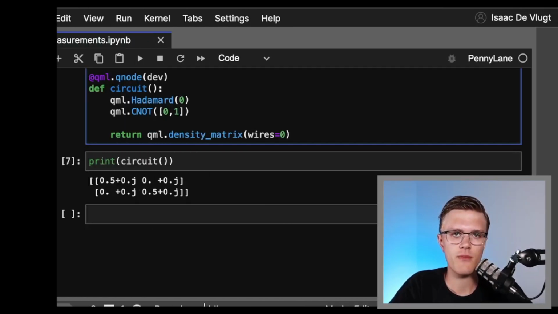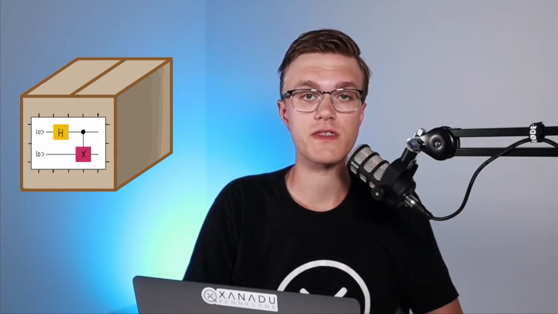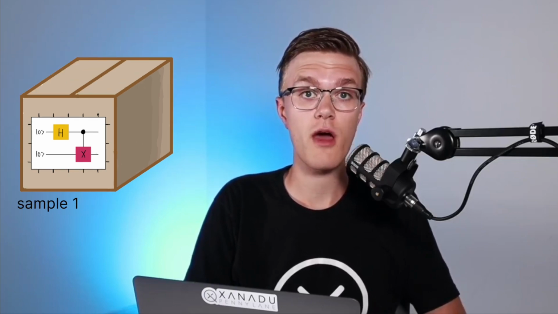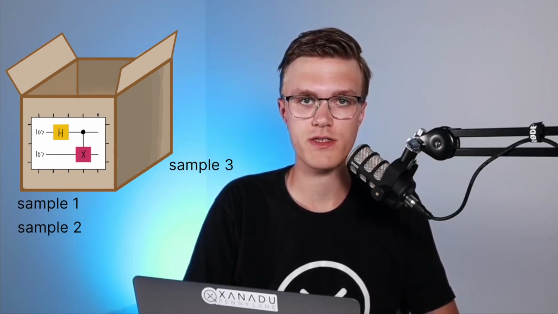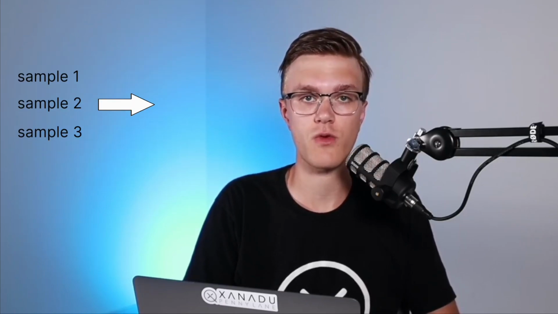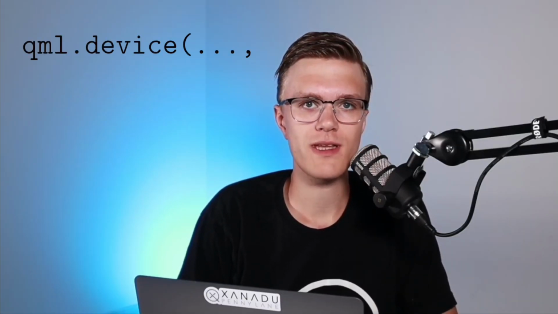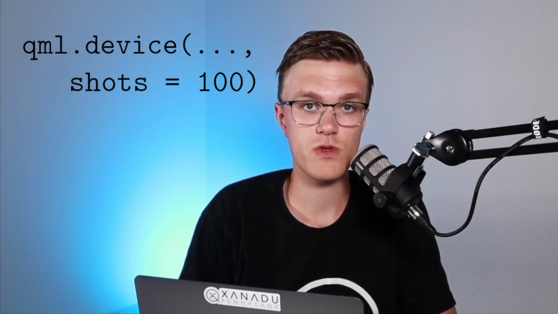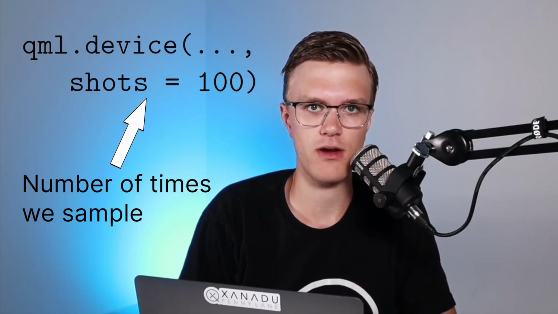But let's now talk about what changes when we want to measure things from real quantum hardware. With real devices, we have to sample or query them, where the number of queries or samples defines the number of times we need to evaluate our circuit in order to estimate the desired quantity that we want to measure. To take this into account in PennyLane, when defining a device, we can specify the number of times, which we call shots, that we want to evaluate the circuit to estimate the quantity we want to measure.